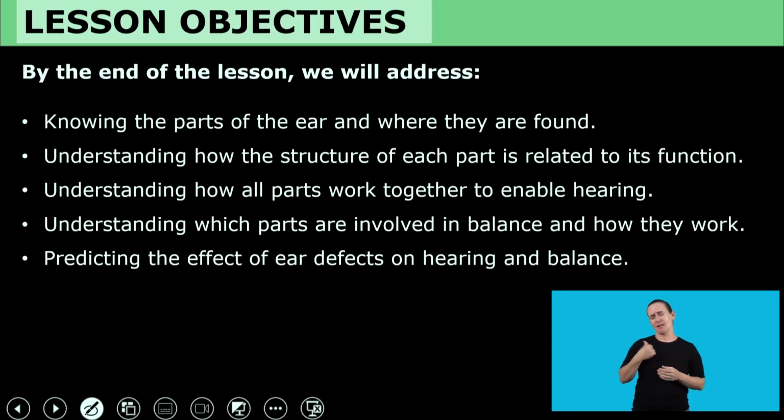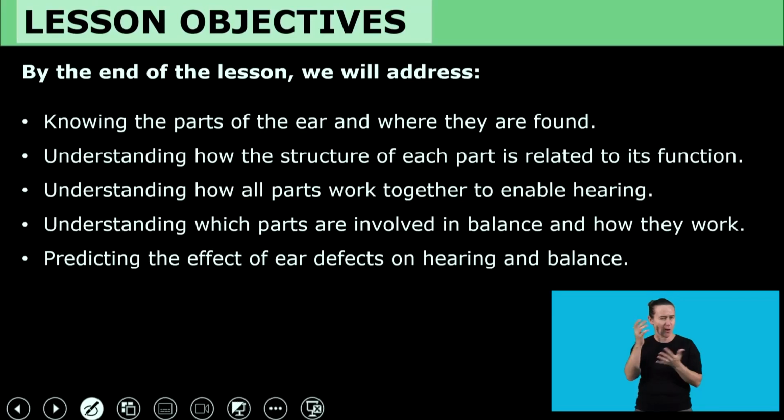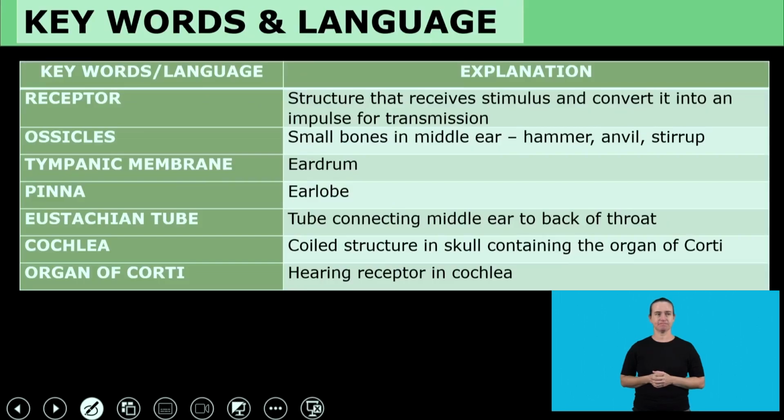By the end of the lesson, we will address knowing the parts of the ear and where they are found, understanding how the structure of each part is related to its function, understanding how all parts work together to enable hearing, understanding which parts are involved in balance and how they work, predicting the effects of ear defects on hearing and balance. We do have a series of terminology that you need to acclimatize yourself with, know them and know what they mean.